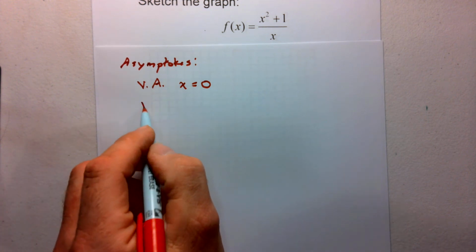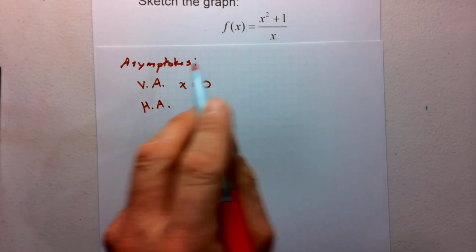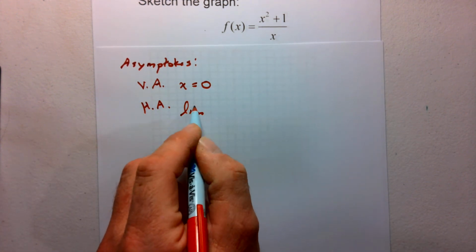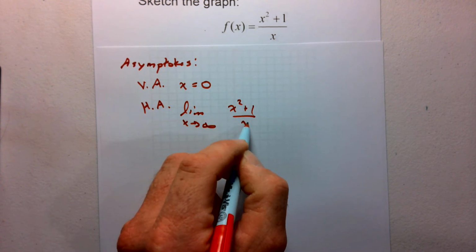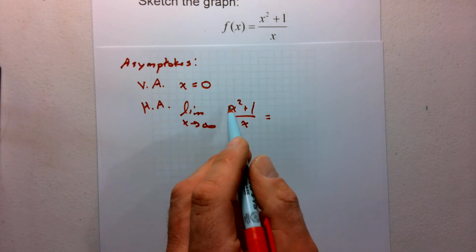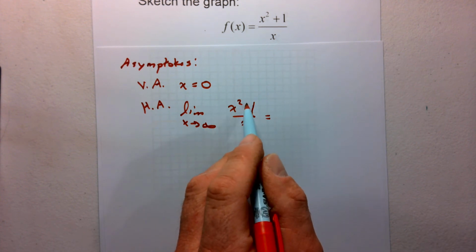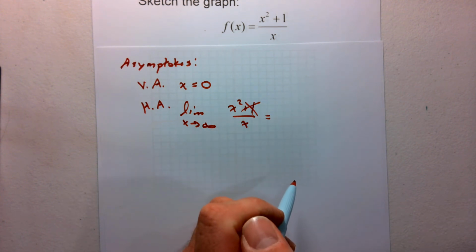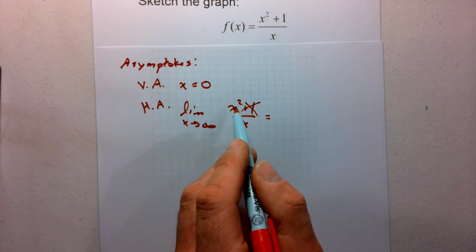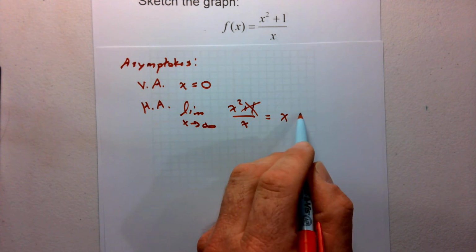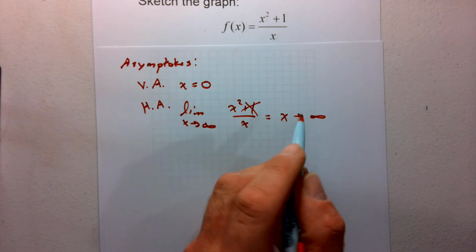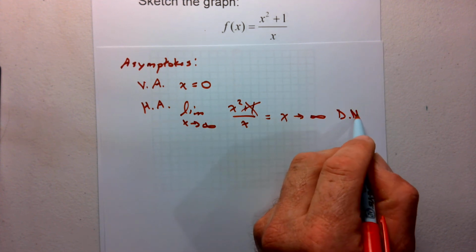Then we go to horizontal asymptotes. In our horizontal asymptotes, remember we're taking a limit as x goes to infinity of x squared plus 1 over x. And if I look at that, remember the extra stuff isn't useful to us. So we take x squared divided by x, which gives us x. As x goes to infinity, that goes to infinity. So we know that the limit does not exist.